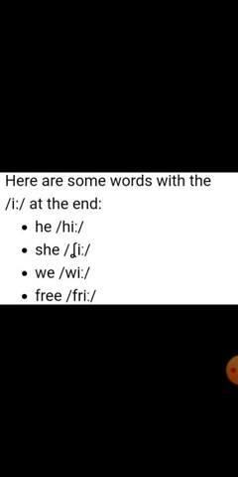I think with these little examples given to us on the pronunciation of the sound E, we've been able to gather an understanding of it.